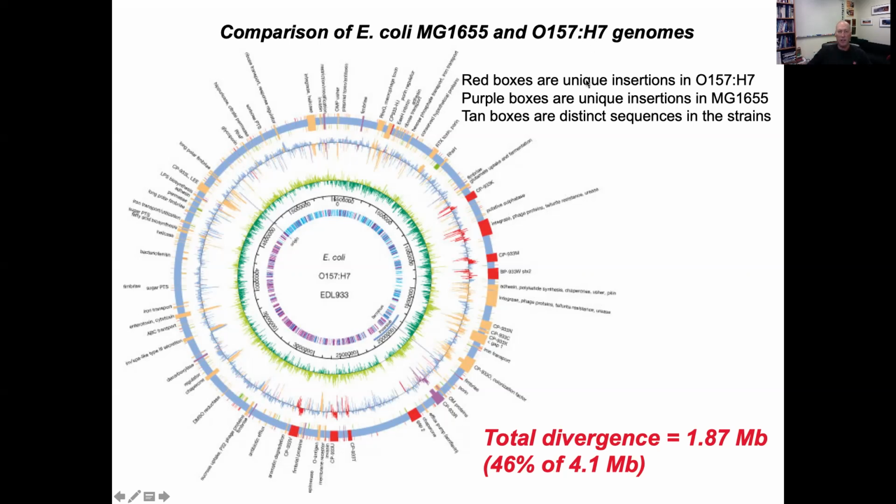And you've heard of this undoubtedly as contaminating spinach, ground beef, fruit juices, things like that. Over the years, there have been a number of outbreaks that have been related to this particular type of E. coli.